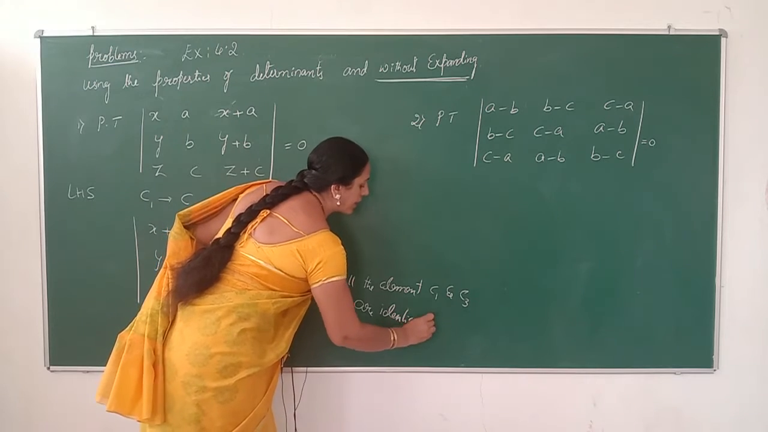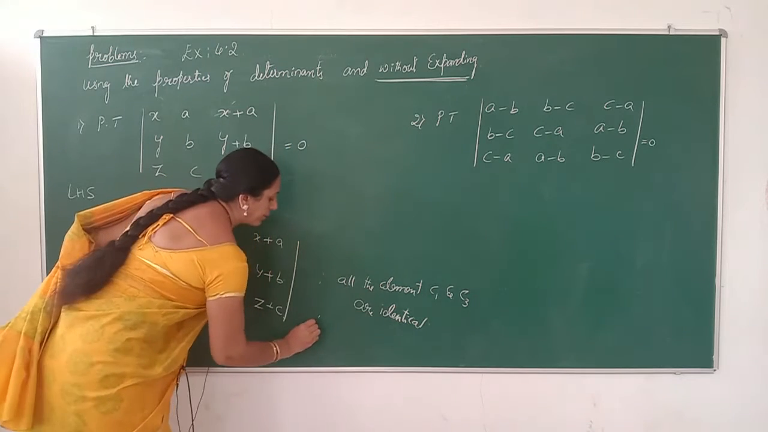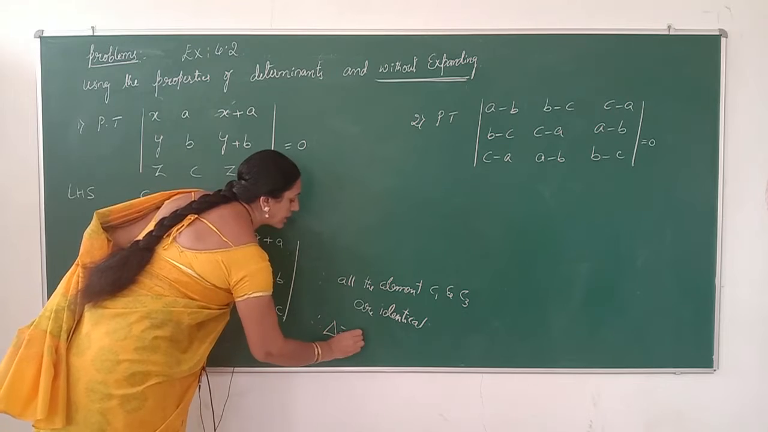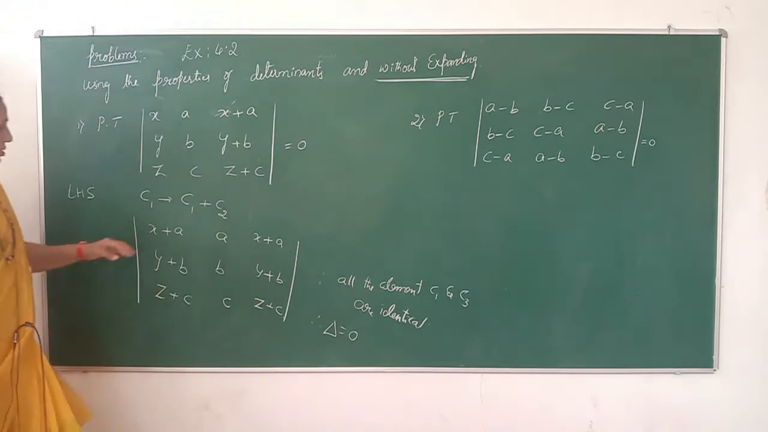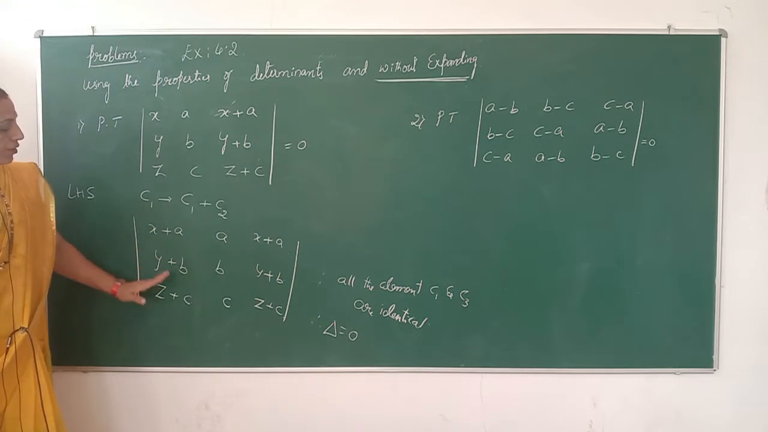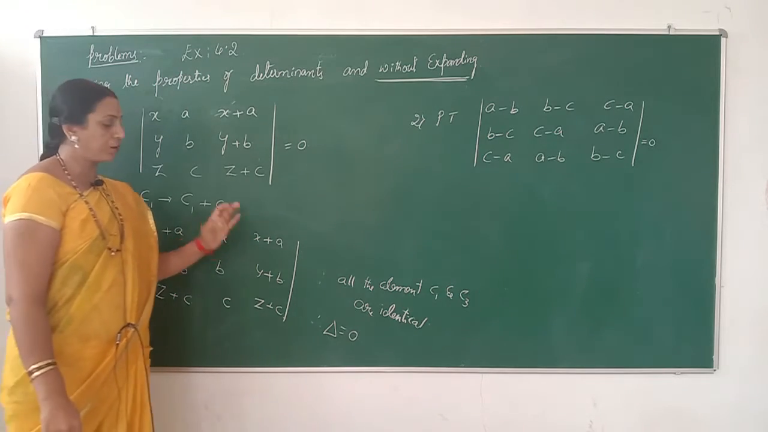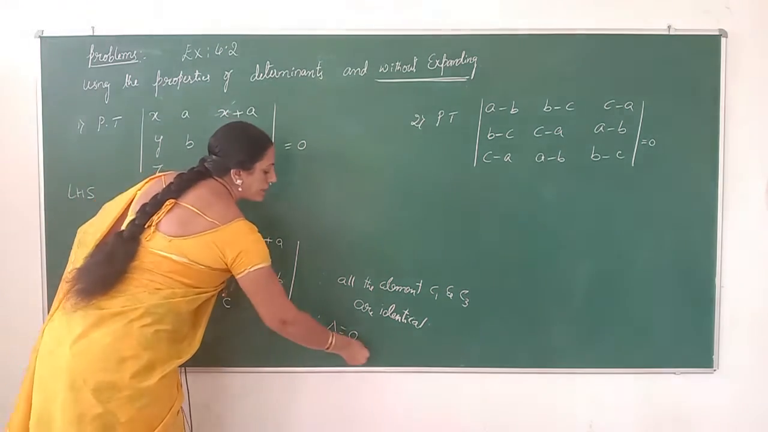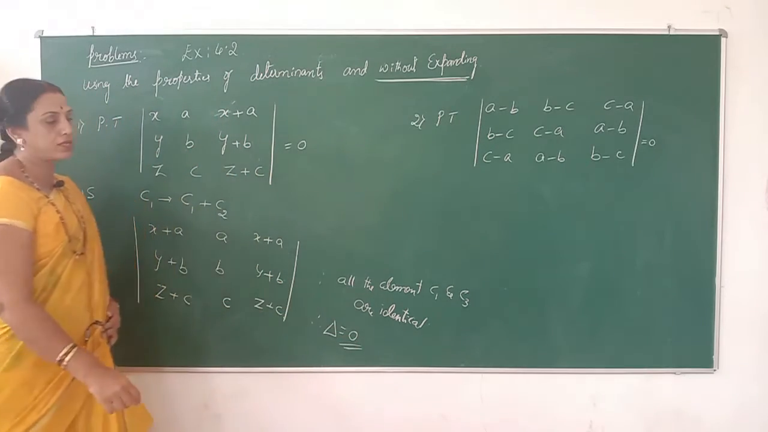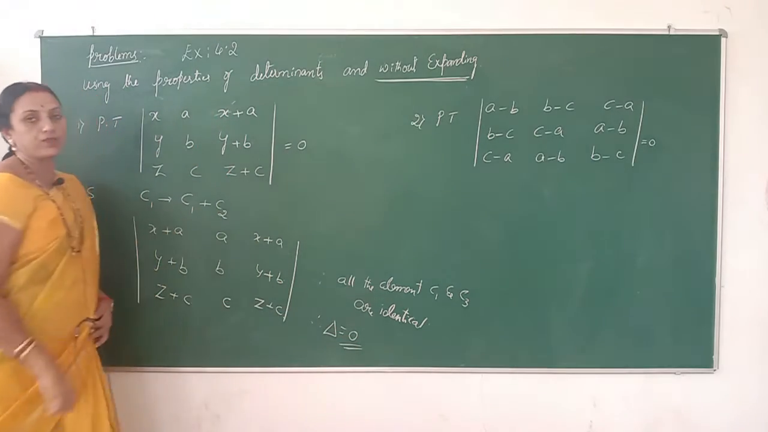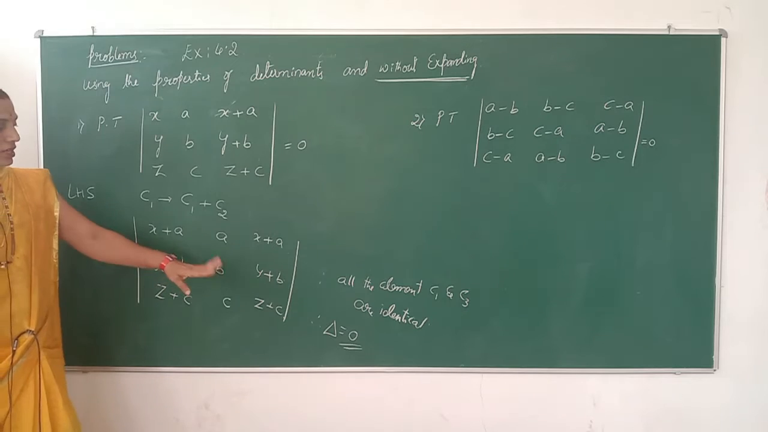C1 and C3 are identical. Therefore the value of delta is nothing but 0. So the elements of the first and third columns are identical. Therefore, by using the third property, the value of the determinant will be 0. That 0 is the solution. So that is the procedure.